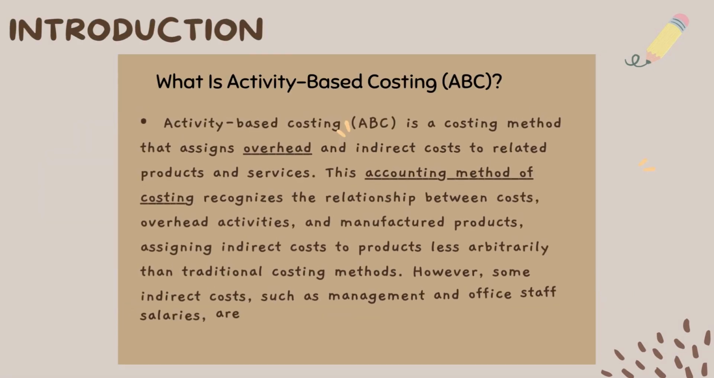For introduction, what is activity-based costing, or we call ABC? Activity-based costing is a costing method that assigns overhead and indirect costs to related products and services. This accounting method of costing recognizes the relationship between costs, overhead activities, and manufacturers' products, assigning indirect costs to products less arbitrarily than traditional costing methods. However, some indirect costs, such as management and office staff salaries, are difficult to assign to a product.